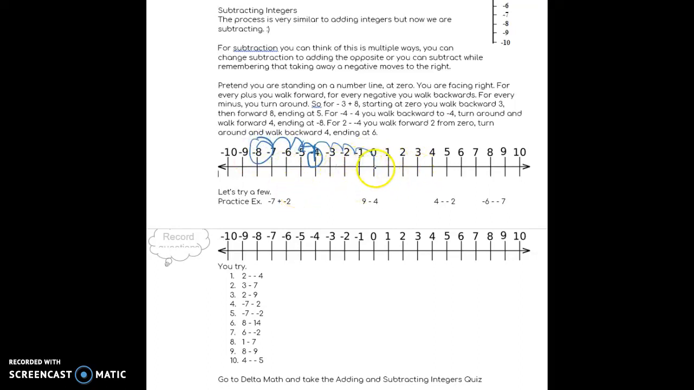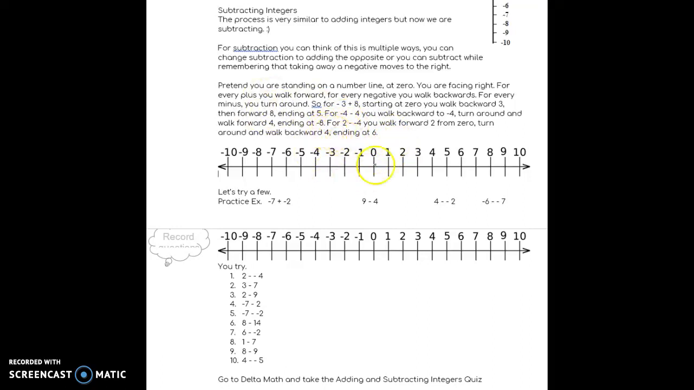I could have taken that as go back to 4 and turn that to adding the opposite. So I didn't turn around, but I just walked backwards 4 steps. And that still gives me negative 8. And I think that's probably the biggest problem with addition and subtraction of integers, is that there's so many different ways to think about it, and we get confused. But you need to figure out a way that works for you. I'm not the one doing the math, you are, okay?